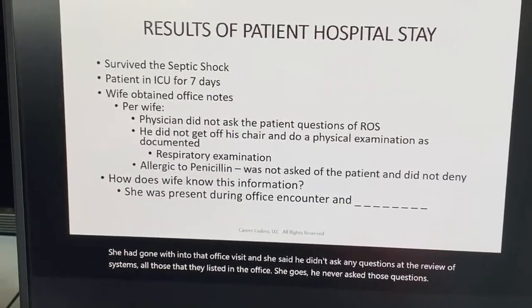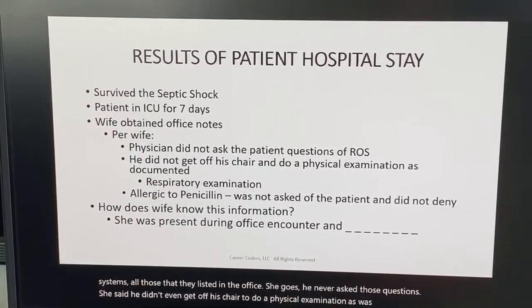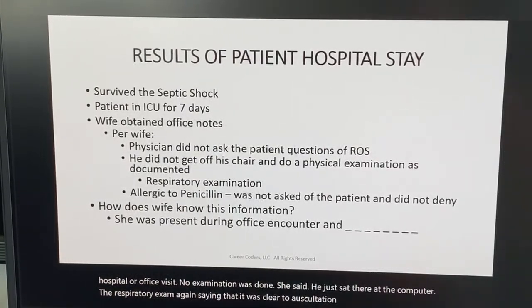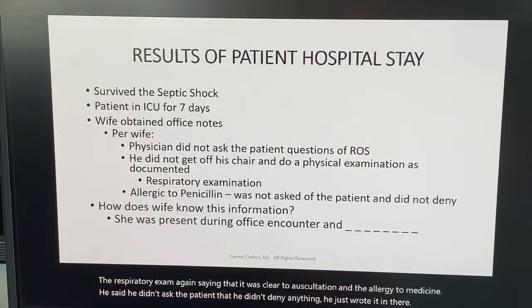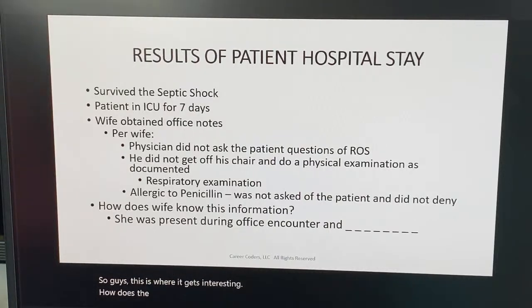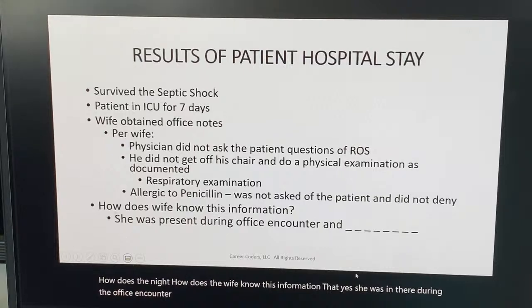She said he didn't even get off his chair to do a physical examination, as was documented in the office visit. No examination was done. She said he just sat there at the computer. The respiratory exam, he said he didn't ask the patient that. He didn't deny anything, he just wrote it in there. So guys, this is where it gets interesting. How does the wife know this information, that she was in there during the office encounter and listened to everything?